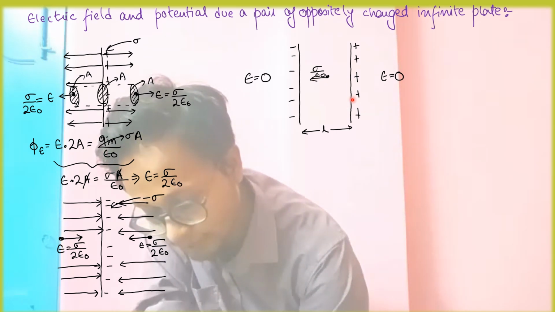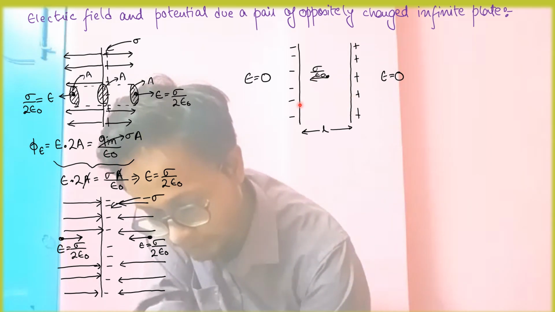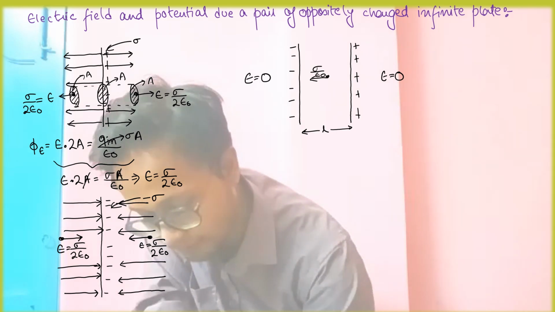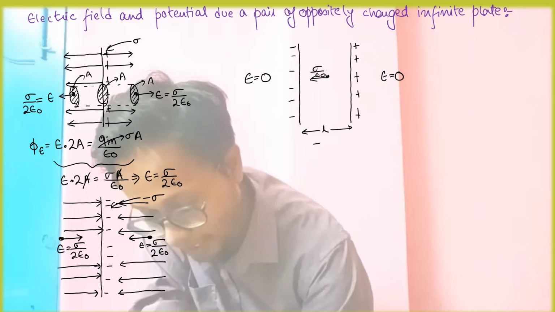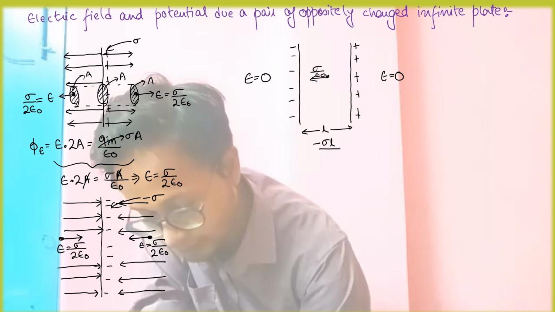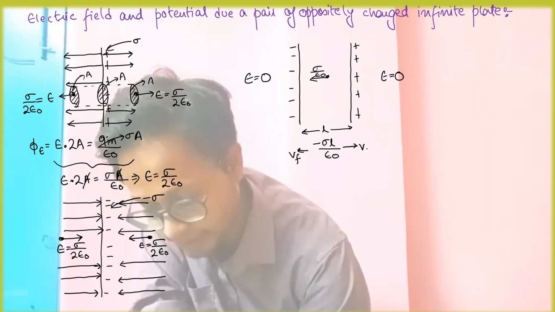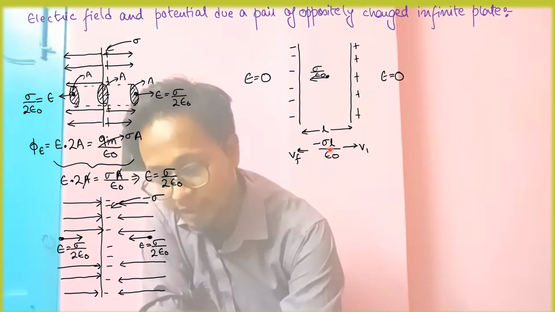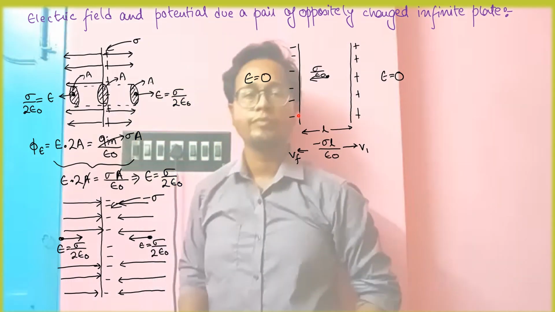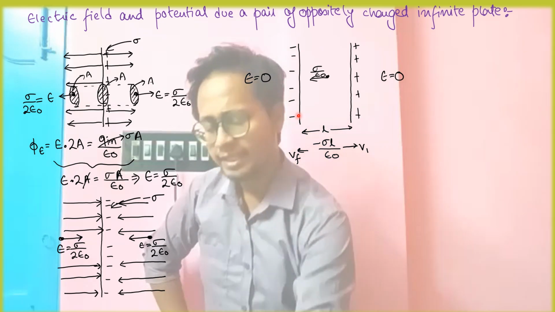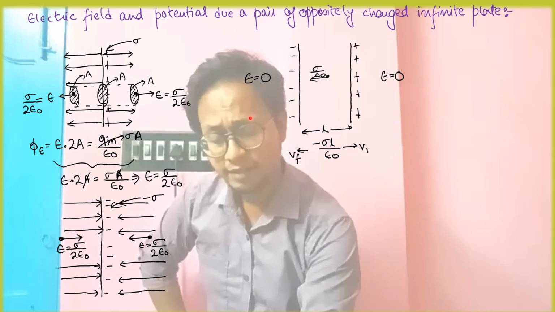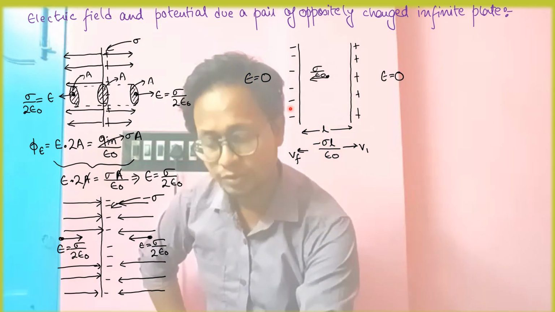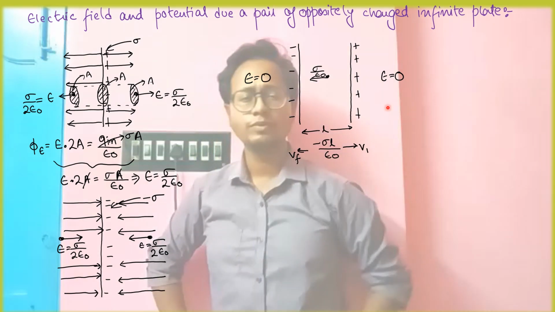So the potential difference between the positive and negative charge, or final potential minus initial potential, is nothing but minus sigma L by epsilon naught. Understood this much? The potential difference between the positive plate and the negative plate is sigma L by epsilon naught. And as I take this charge outside the plates, even out here the electric field is equal to 0, work done by the electrostatic field is equal to 0, so the potential difference would always be equal to 0.